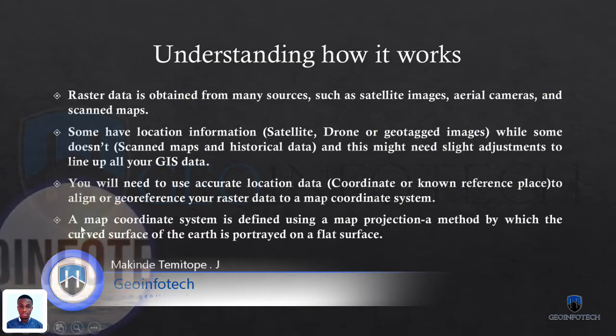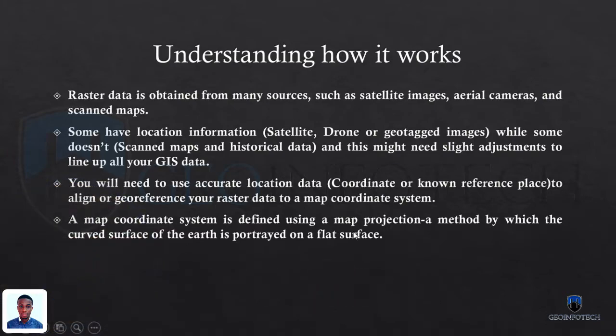So lastly, a map coordinate system is defined using a map projection, a method by which the curved surface of the earth is portrayed on a flat surface. So this is explaining what coordinate system means. So it's saying it's defined using a map projection, a method by which the curved surface of the earth is portrayed on a flat surface. So this is for projected coordinate system. We have 2 types of coordinate system. We have one that is geographic and one that is projected.